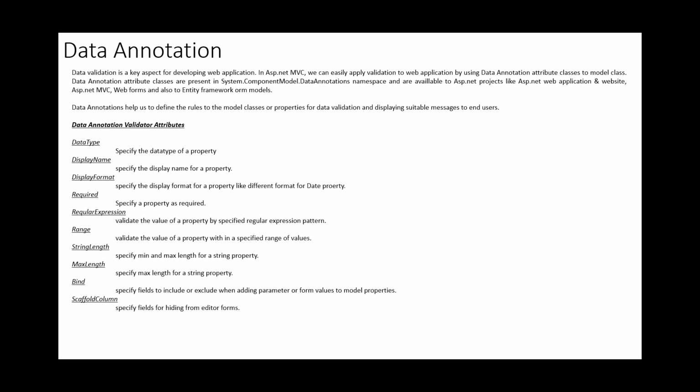For Bind, you can define the name while binding. Then ScaffoldColumn specifies whether a field is hidden from editor forms. ScaffoldColumn is mainly used for something like a primary key, so this one mainly applies with Entity Framework. When you save the data, the primary key, an ID column, will be created automatically. That ID column will be hidden from the forms, but kept in a hidden field. Okay, so these are the main data annotation types we have.